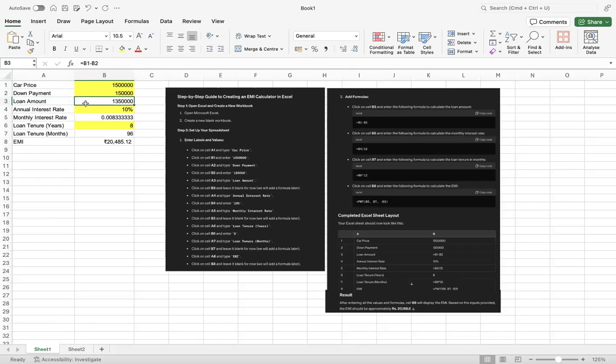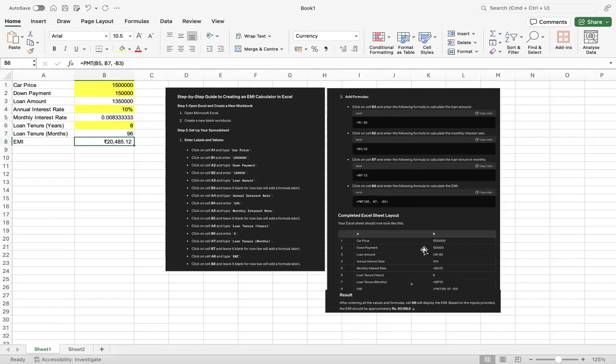For the remaining loan amount, what you're doing is subtracting. What is the formula? B1 minus B2. So in the formula section, whatever formulas are there, just mention them here. Only four formulas. One, two, three, four. Just mention the formulas. And the output, just write down the output.